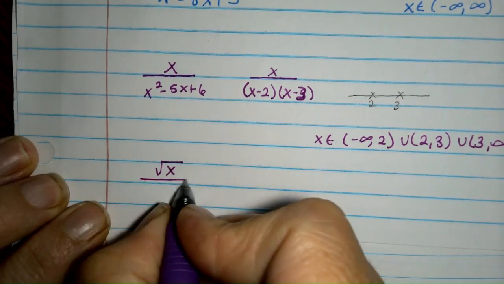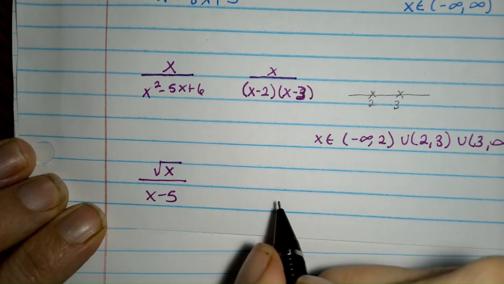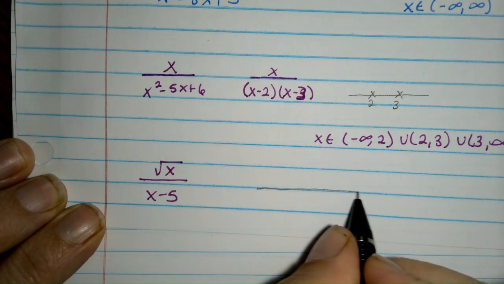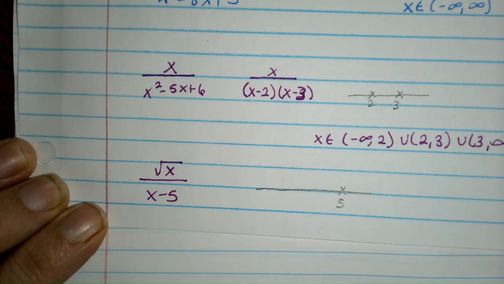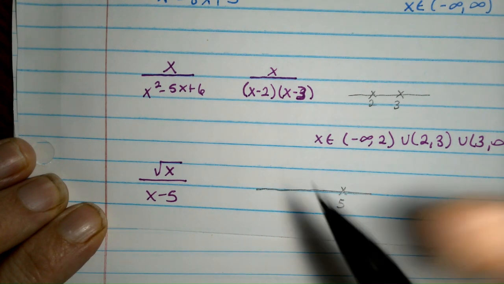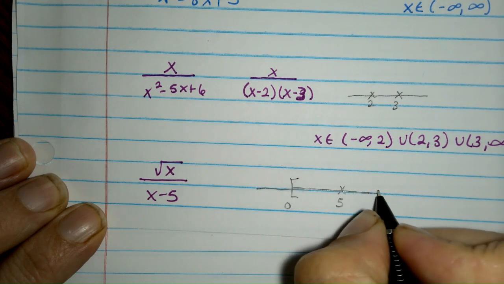The square root of x over x minus 5. Okay. So because of the denominator, x cannot be 5, so we have to kick out 5. Because of the numerator, we can only do square roots of 0 and higher. So because of the numerator, we have to do 0 and higher.